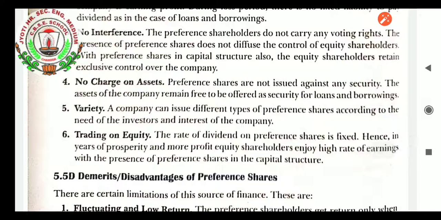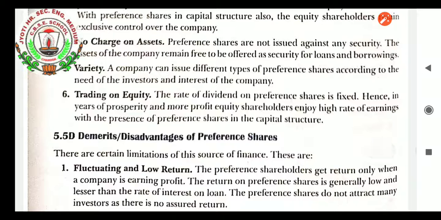No charge on assets. Preference shares are not issued against any security. The assets of the company remain free to be offered as security for loans and borrowings. So there is no charge on assets. Variety: a company can issue different types of preference shares according to the need of the investors and interest of the company. So there is a variety in preference shares.